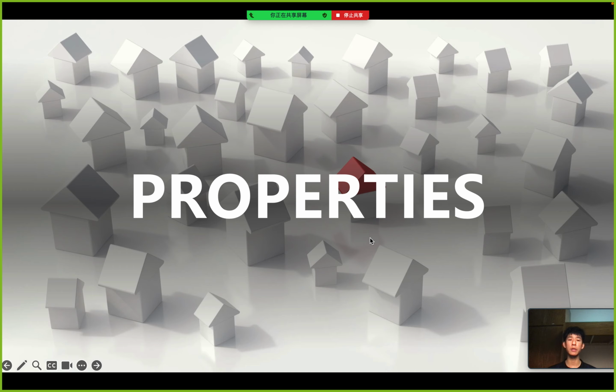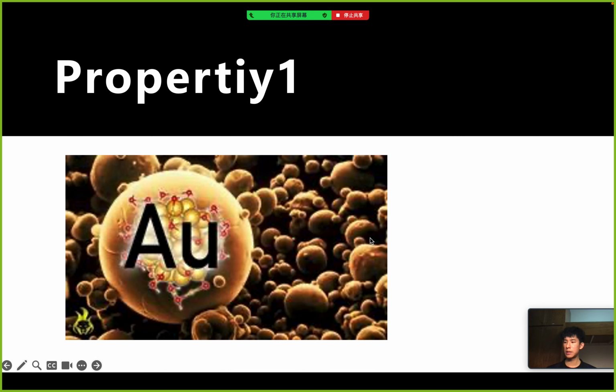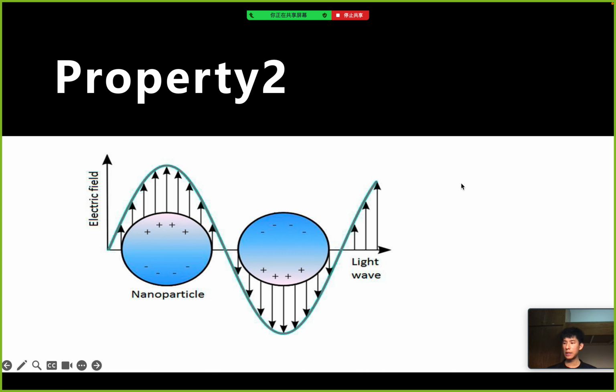Next, the properties. The first property is that among all noble metal nanoparticles, for example, copper nanoparticles, silver nanoparticles, platinum nanoparticles, gold nanoparticles can be considered as the most stable one. And second is its excellent biocompatibility. It's because of the SPR. SPR stands for surface plasmon resonance. It's the fluctuation and interaction of electrons between negative and positive charges at the surface.